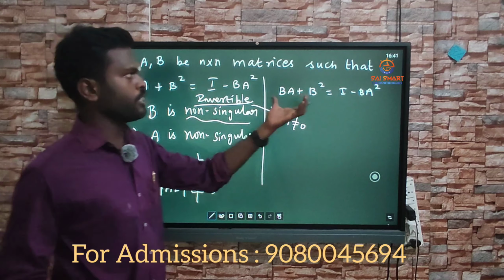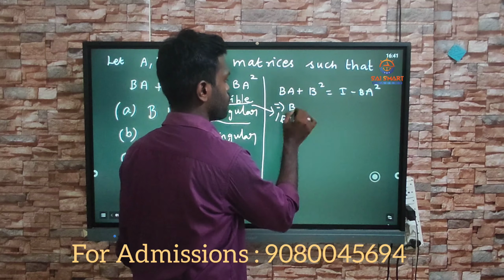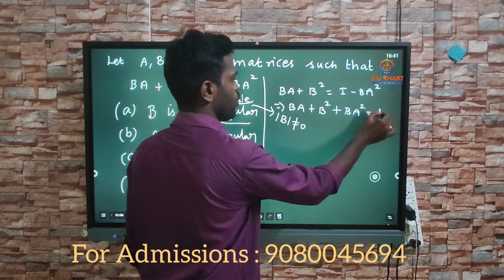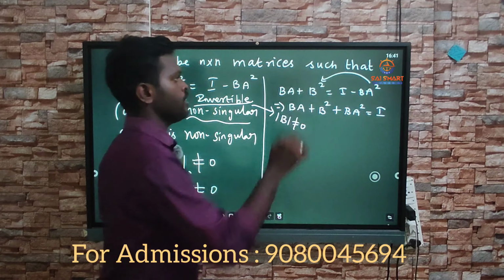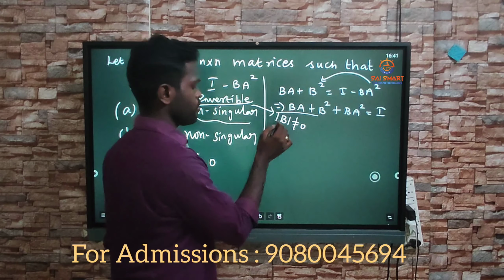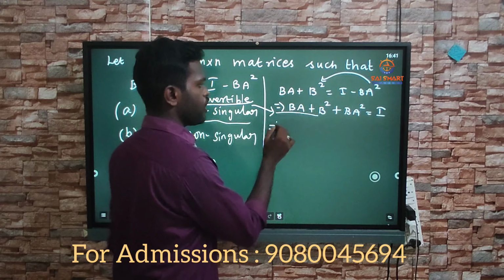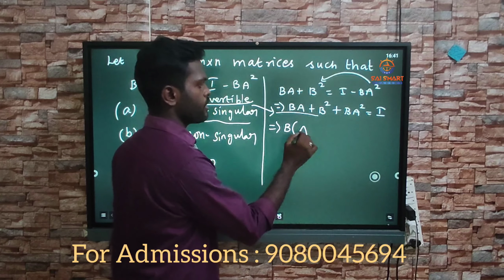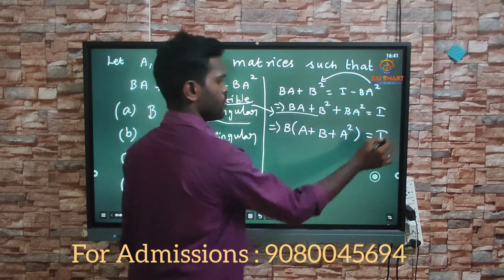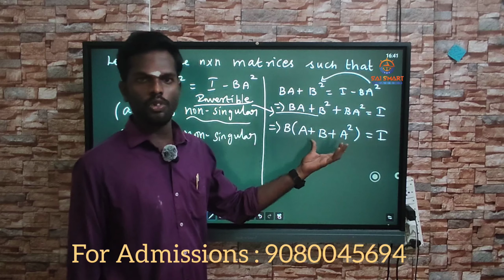Given that BA plus B squared equals I minus BA squared, from this step we get BA plus B squared plus BA squared equals I. So minus BA squared can be moved to the left side, we get plus BA squared equals I, and then take out B as common. The remaining part will be A plus B plus A squared equals I. So this is the fact.